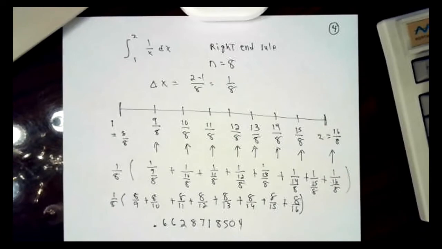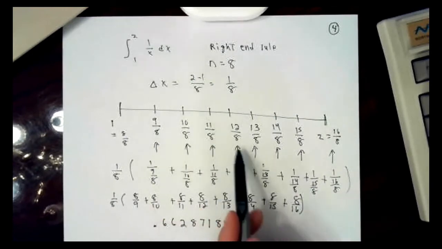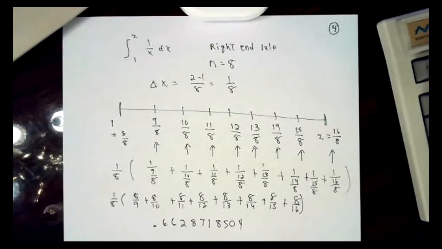And finally, we do the same sort of calculation, except we use 8 subintervals instead of 4. The computation is exactly analogous. There are some right ends of subintervals. Those are the places where I'm going to evaluate the 1 over x function. And after doing all the calculations, I get 0.6628718504. And as we said a moment ago, we don't under any circumstances want to round these things.